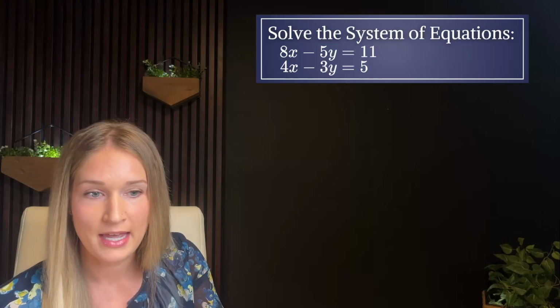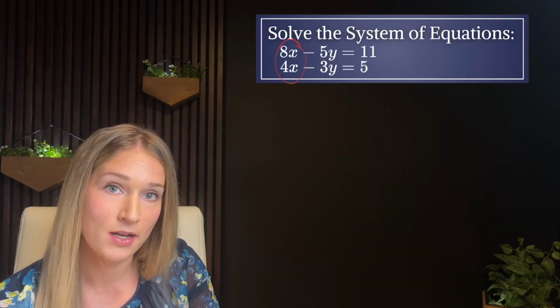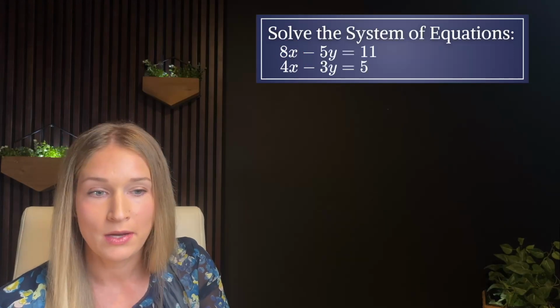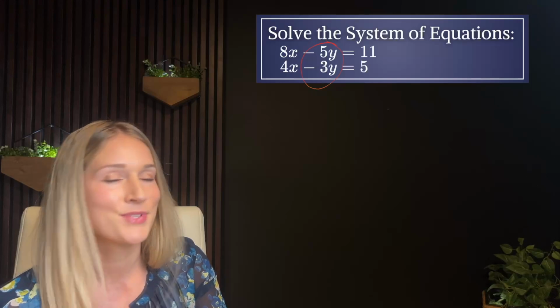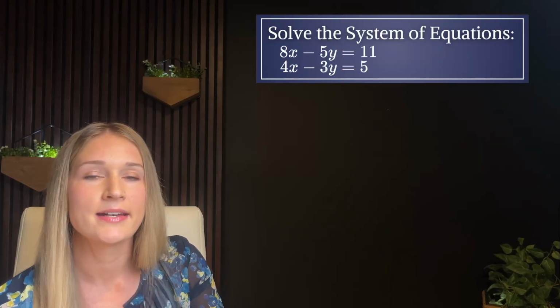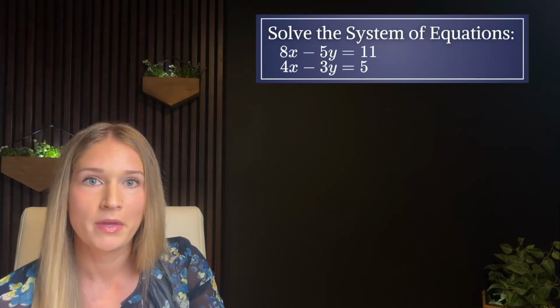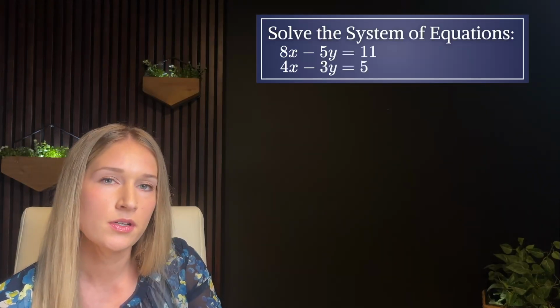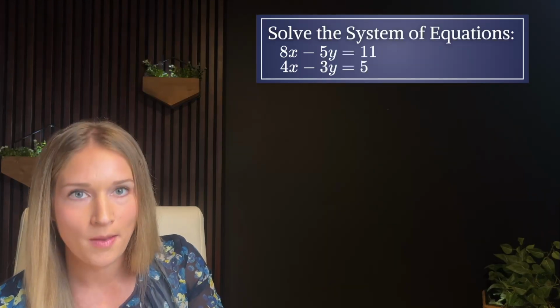So when I look at my x's, these are not additive inverses because when I add, I get 12 and I want to get 0. My y's, -5 and -3, when I add give me -8, so that's not what I want because I want 0. So I need to force there to be additive inverses. That way when I add, I get 0 x's or maybe I get 0 y's.